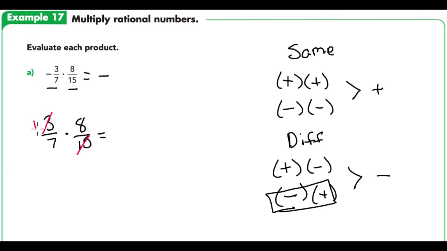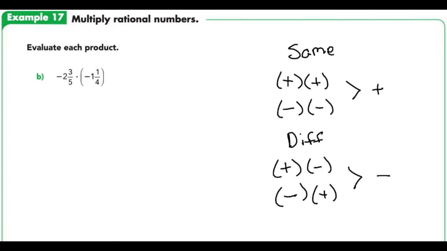3 could go into 3 one time, so that's going to become a 1 there. And 3 goes into 15 5 times, so that will be a 5. There are no more multiples shared between any of the numerators or the denominators, so now we could just multiply across. 1 times 8 gives us 8. 7 times 5 gives us 35. So when you multiply 3/7 by 8/15, you get 8/35. Because it was a negative times a positive, our answer would be a negative 8/35.